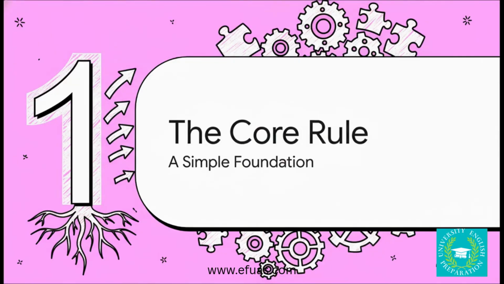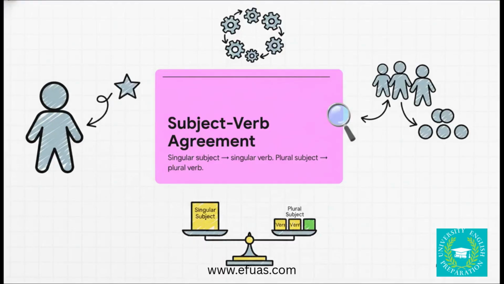We're going to start with the absolute bedrock, the core principle that everything else is built on top of. The core idea here is actually super simple. It's all about making things match. It's not just some random rule somebody made up. It's about clarity. It makes sure your reader knows exactly who or what is doing the action so they can focus on your actual argument.